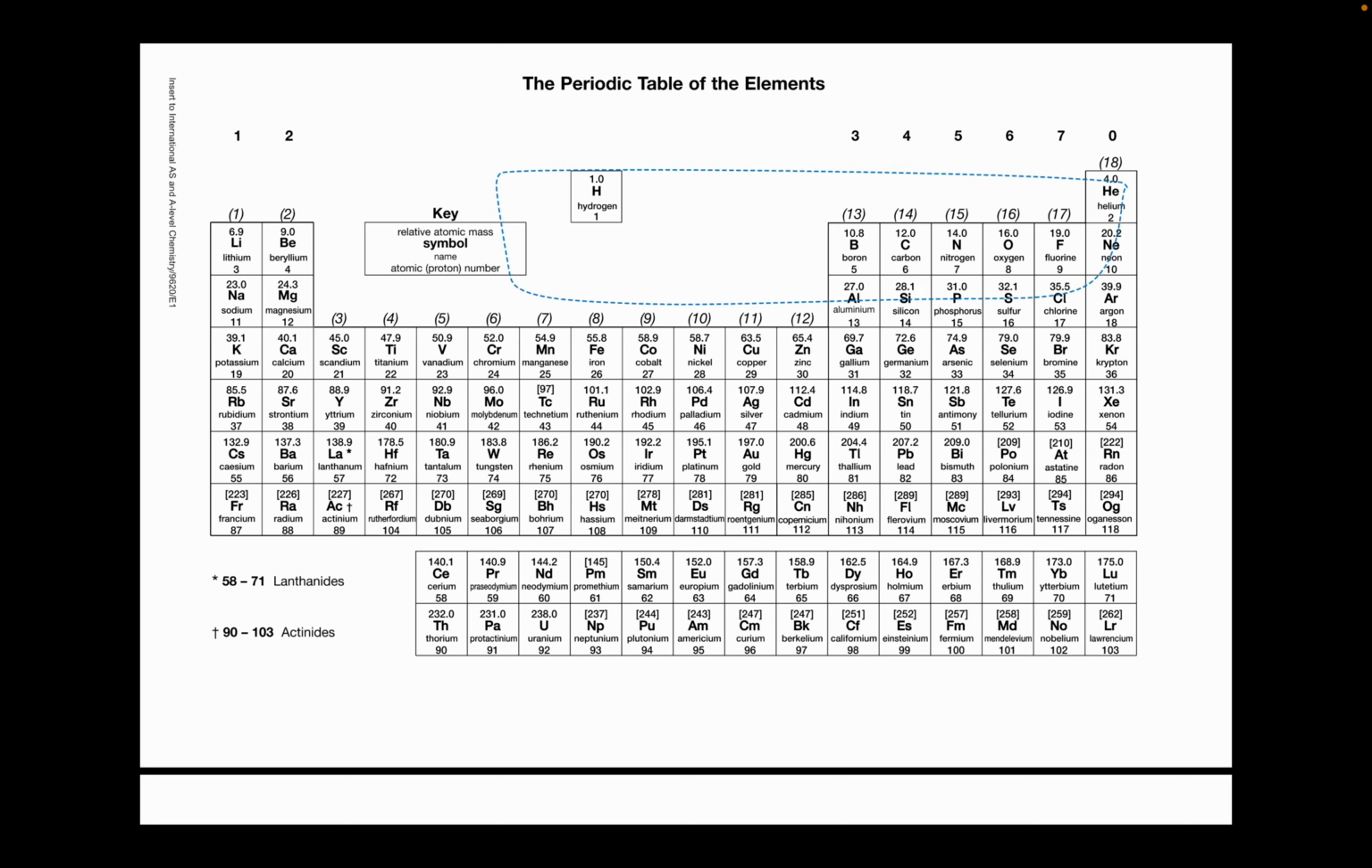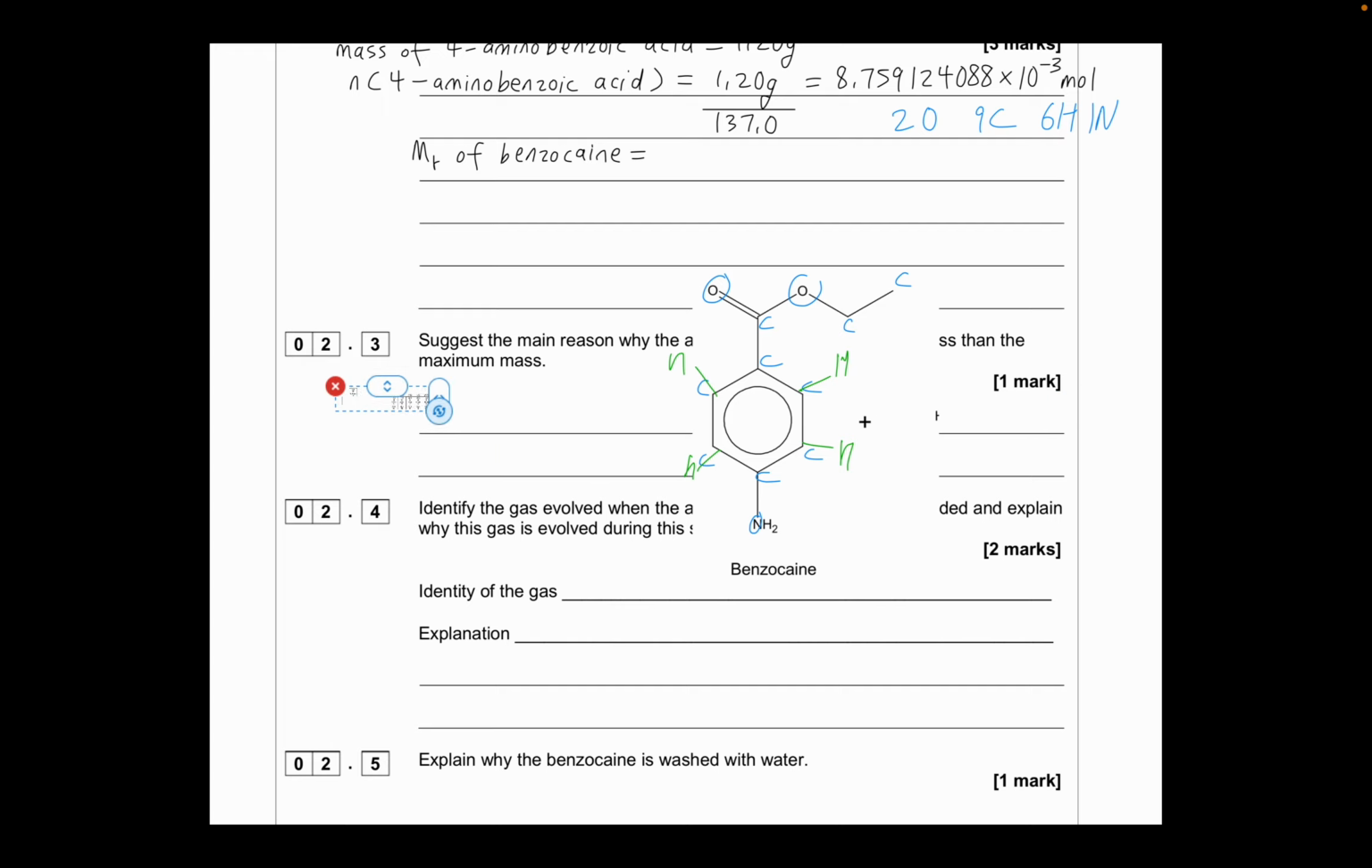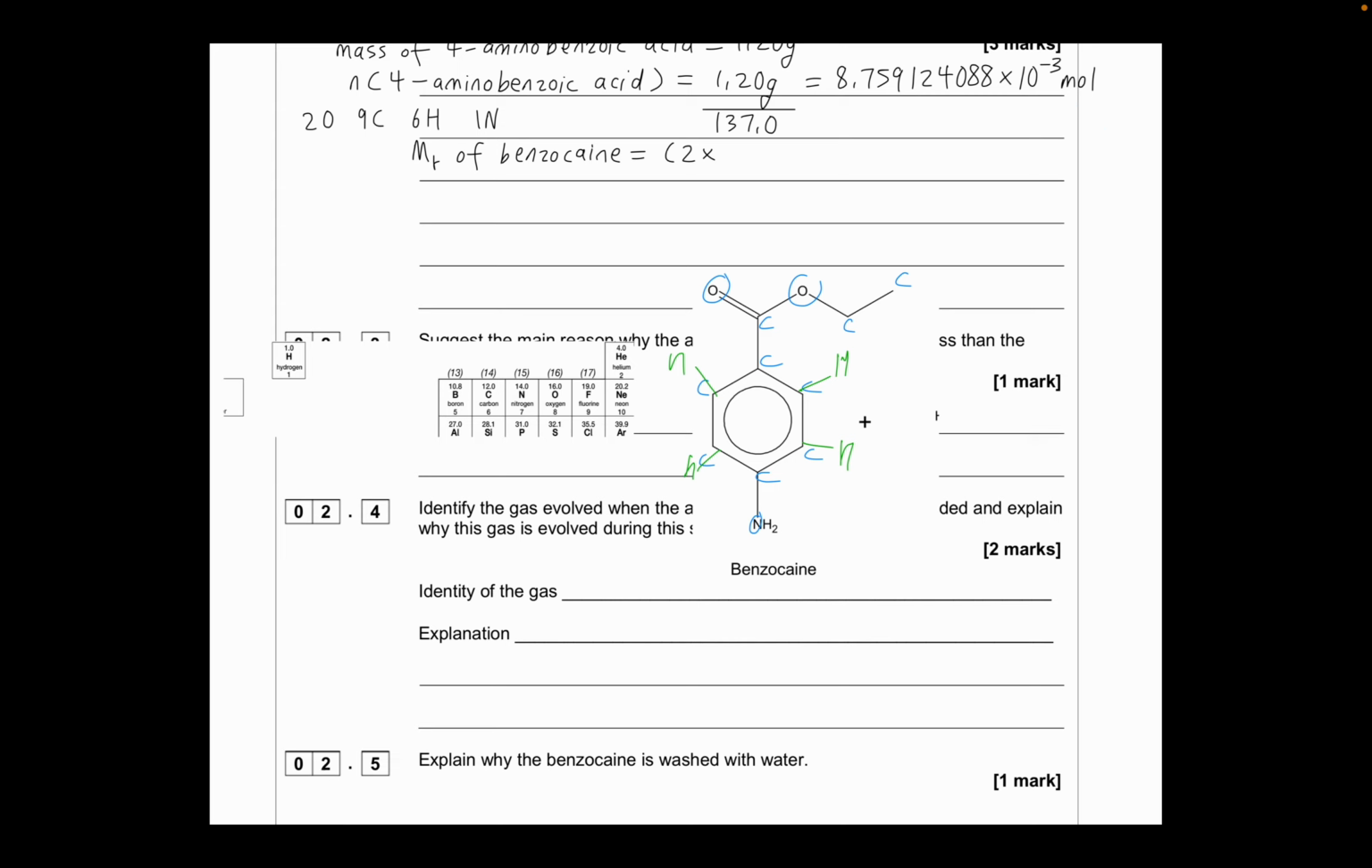So we're just going to take a piece of this so that we can see clearly what the table is showing. So over here we know the MR of benzocaine. There are 2 oxygens, so we're going to write here 2 oxygens, 9 carbons, 6 hydrogens, 1 nitrogen. Okay, now we're going to calculate the MR. It's going to be 2 times the relative atomic mass of oxygen plus 9 times the relative atomic mass of carbon plus 6 times the relative atomic mass of hydrogen plus 1 times the relative atomic mass of nitrogen, which is 14.